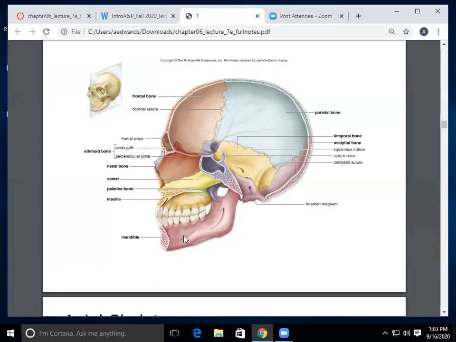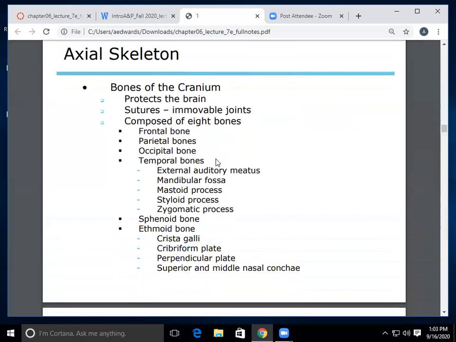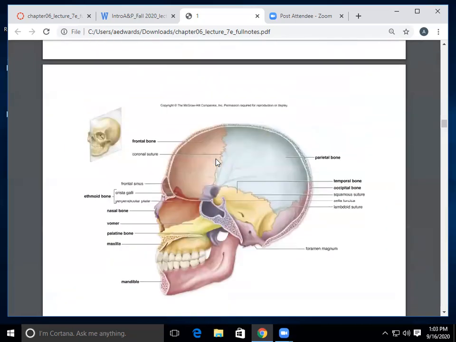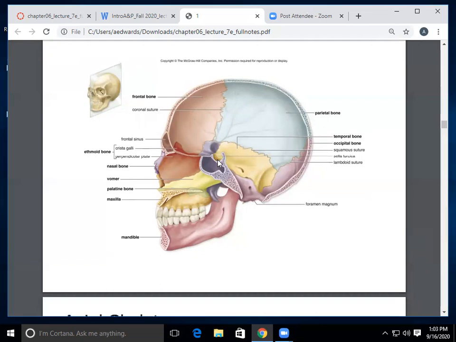All right, here's your maxilla, your mandible. The large hole here is the foramen magnum. And this little hole here, for your sphenoid bone, this is the sella turcica. So this is actually on the inside of your head. So your temple is part of your temporal bone.